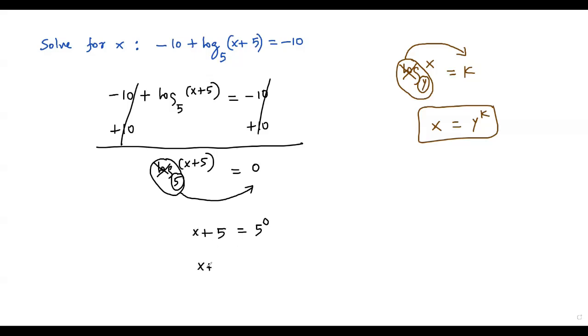Okay, now x plus 5 equals... any non-zero number raised to the power 0 will always result in just 1. So the result of 5 to the 0th power is just 1. Now, to solve for x, I have to get rid of this positive 5. For that, I have to subtract 5 from both sides. When I do so, this positive 5 and negative 5 will cancel. I'm getting x equals 1 minus 5, which is negative 4. I have solved for x in the given logarithmic equation. The value of x is negative 4.